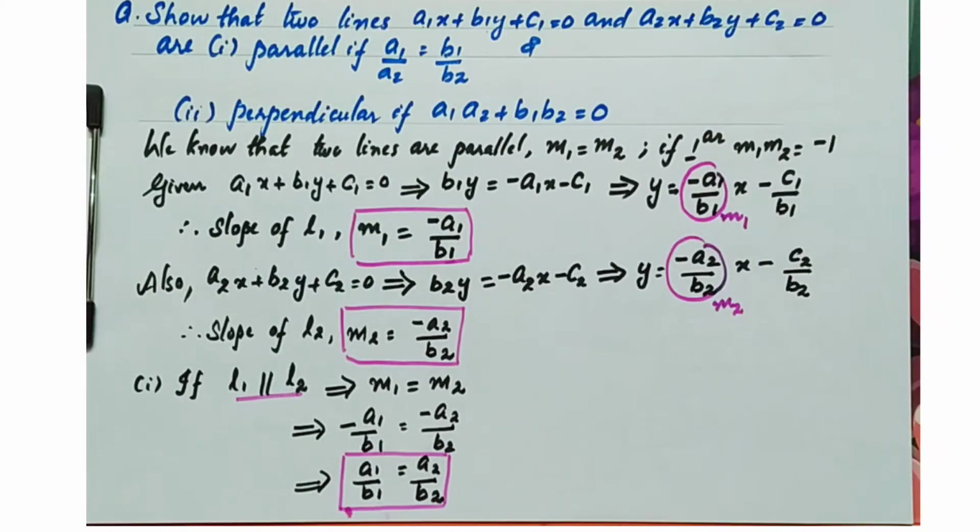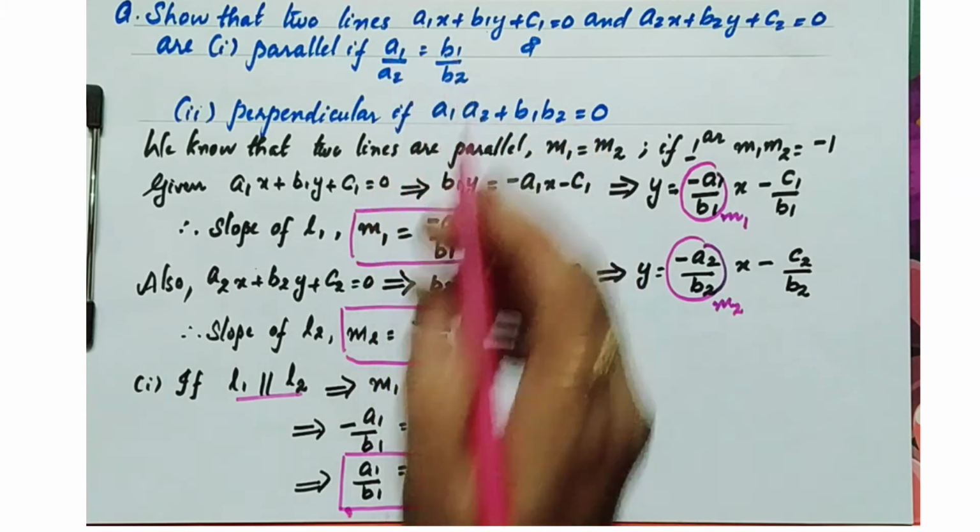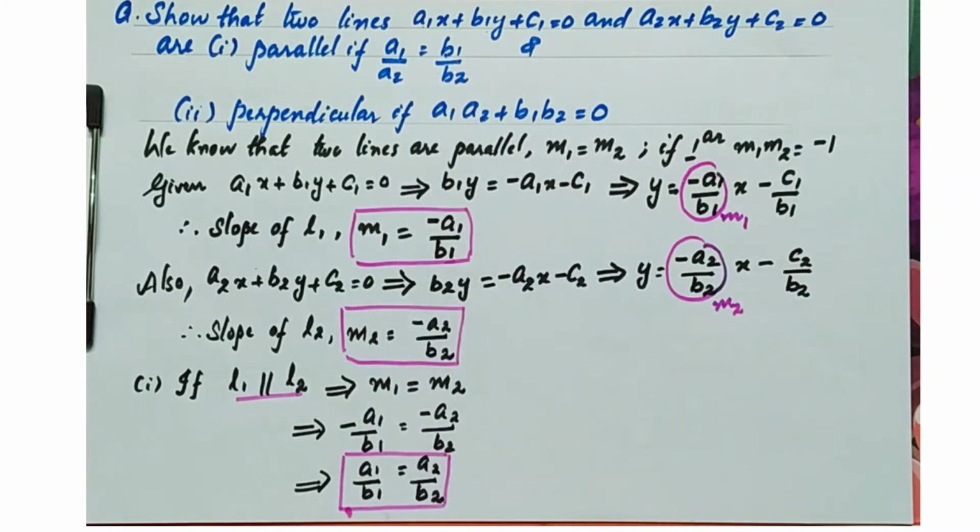But the question states that a1 by a2 equal to b1 by b2. What we need to do? Dividing the numerators, you get a1 by a2. Dividing the denominators, you get b1 by b2. If two fractions are equal, then the ratio of the numerators must be equal to the ratio of the denominators. So, a1 by a2 equal to b1 by b2. That's the first result. Now, come to the second question.